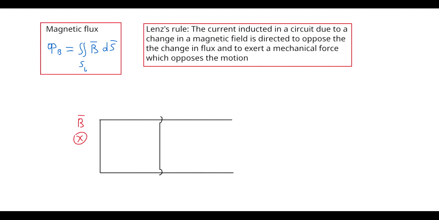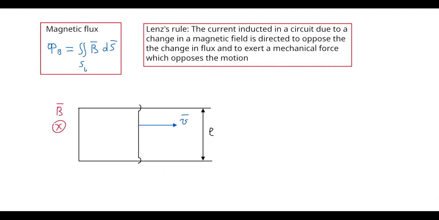And this distance is equal to L. And the velocity of this rod is v. This is v.